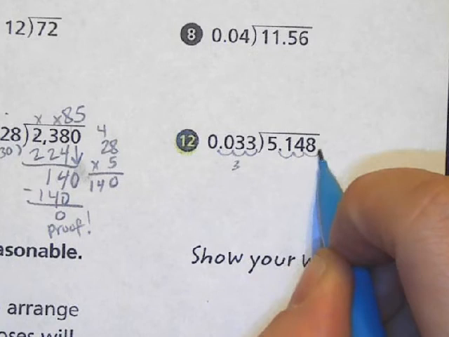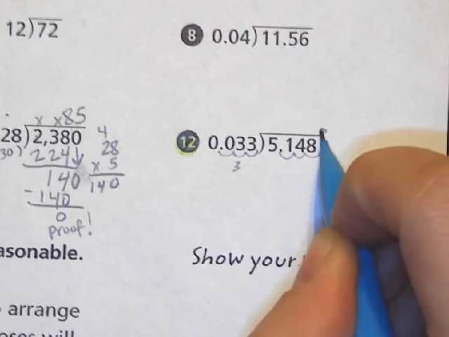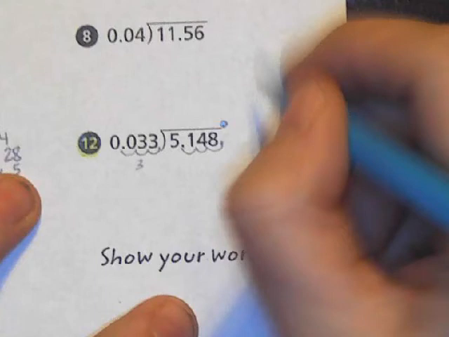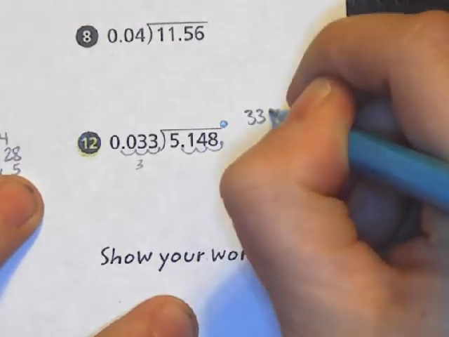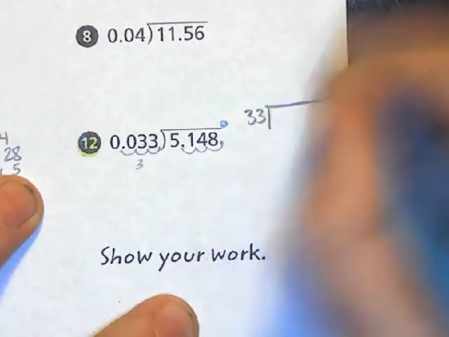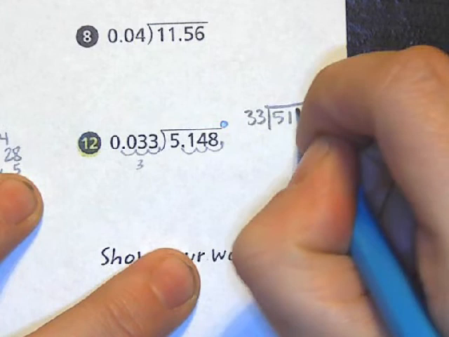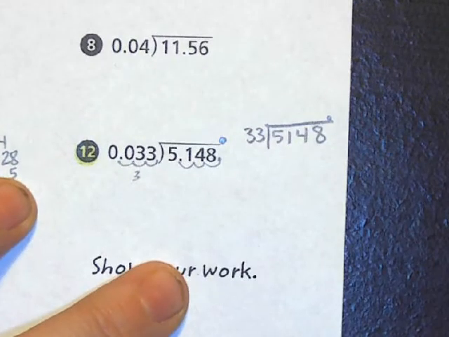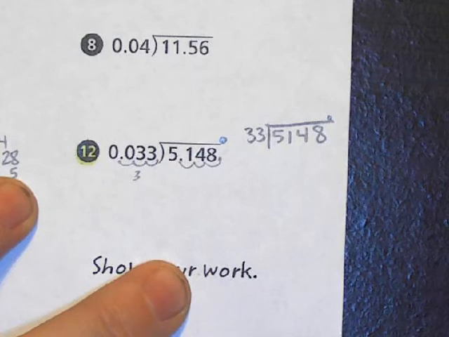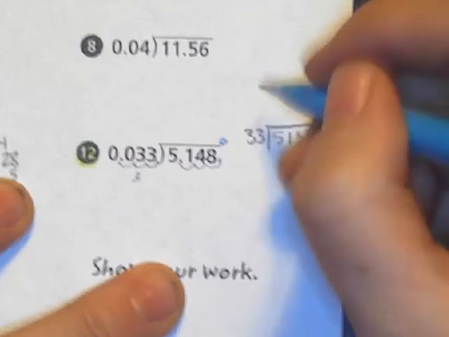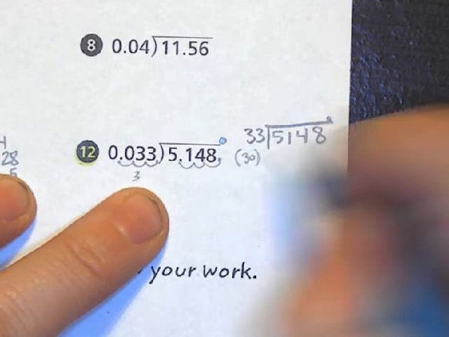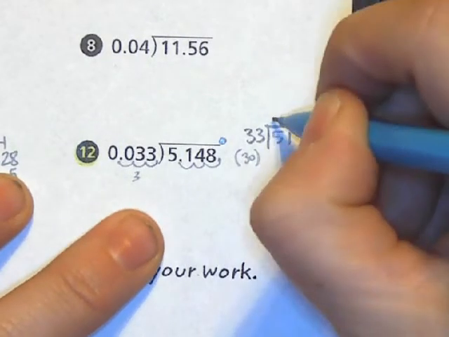Okay, number 12. Oh my word, we have a lot of decimals going on. 1, 2, 3. And 1, 2, 3. Awesome. It's just at the end up here. That's kind of how that works. So I am just going to rewrite it real quick. So it's 33 into 5148. And then there's a decimal at the end up there if we need it. I hope we don't because I'm out of space, but here we go.